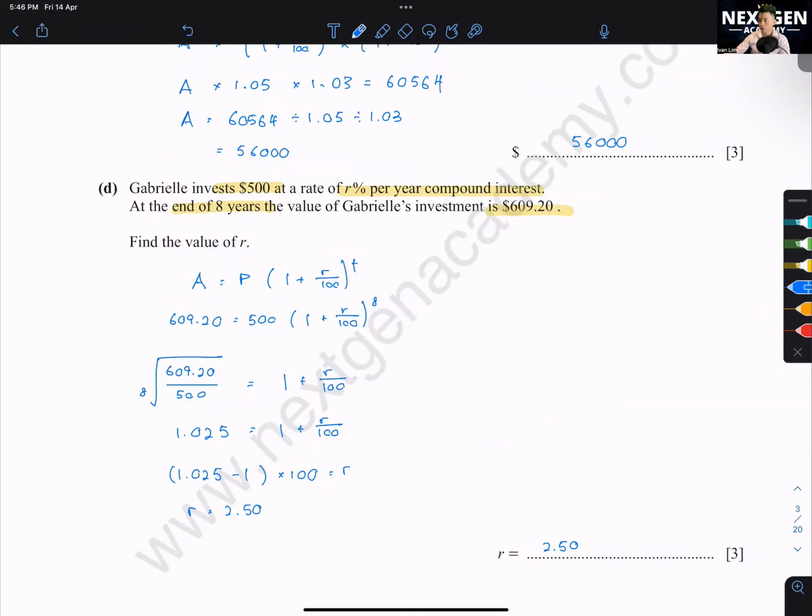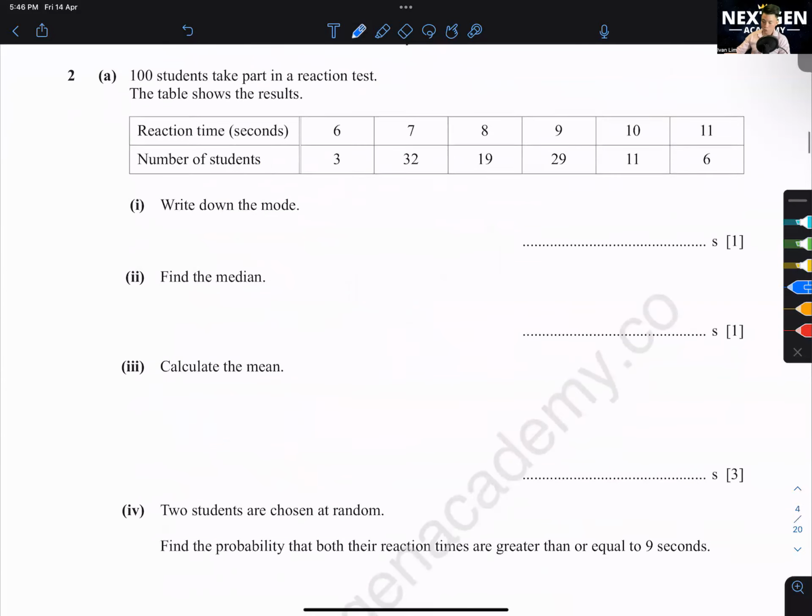Okay, question 1, all good? Okay, good. We shall move on. Okay, question 2. 100 students take part in a reaction test. The table shows the result. Okay, write down the mode. Mode means your highest one. So your 7 is the mode.